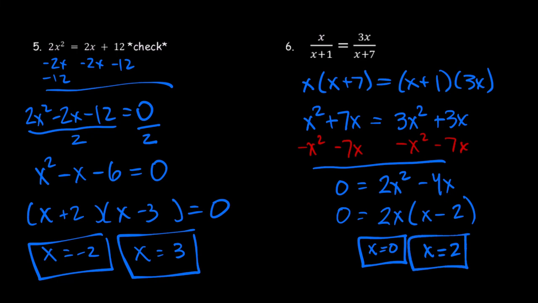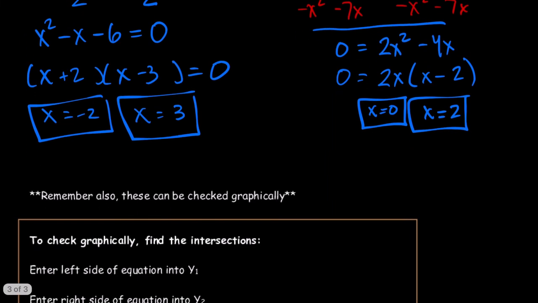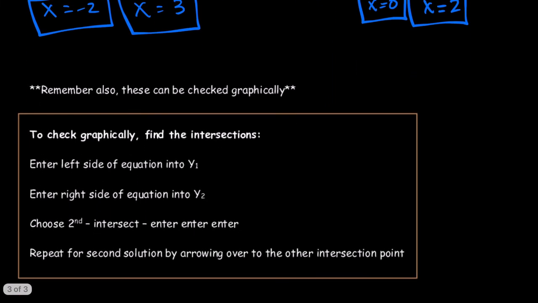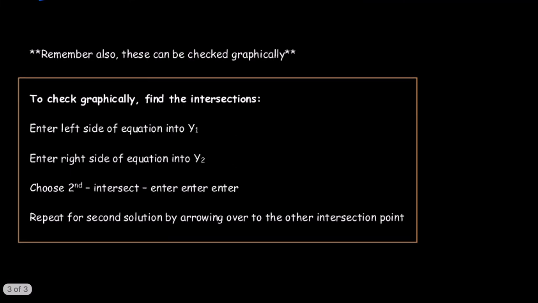Now I'm just noticing here that this one said check over here. I'm going to skip that step for now because we're going to talk about how to check things graphically. So to check graphically, you want to find the intersections. And there's really two methods to do this. I'm just going to create a simple equation here real quick. How about 2x squared equals 2x plus 12?